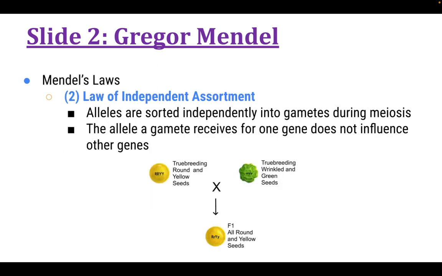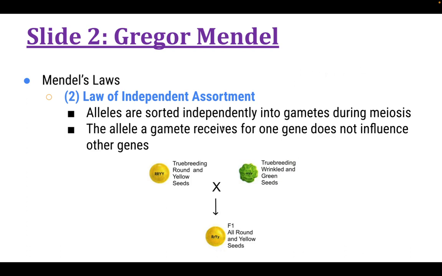The law of independent assortment can also be seen here, which is that alleles get sorted independently into gametes during meiosis. So, receiving one allele for one trait and receiving another allele for another trait don't necessarily correlate with each other unless they're on the same chromosome. But if they're different genes on different chromosomes, those get shuffled around at random during meiosis. So the allele a gamete receives from one gene will not necessarily influence the other genes.